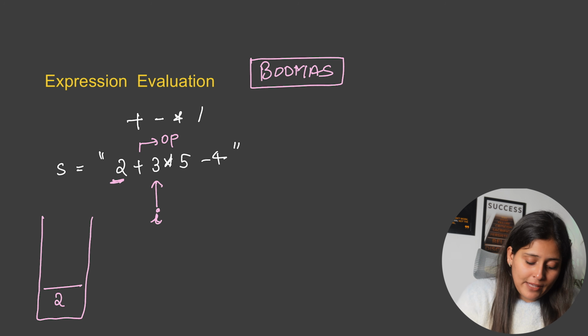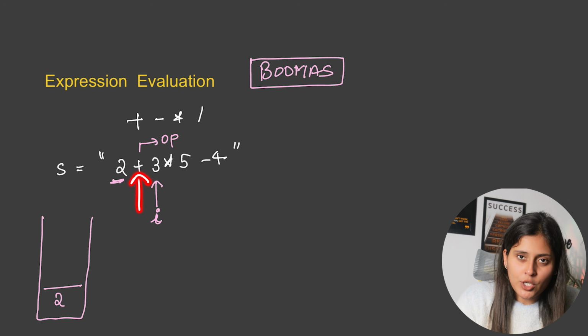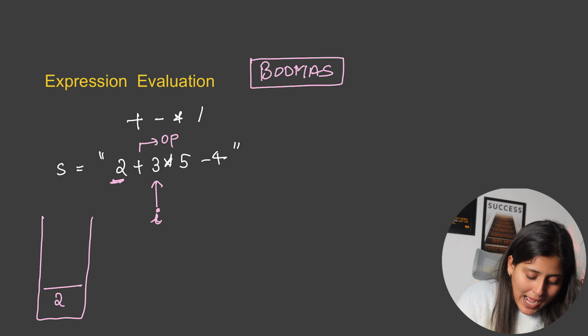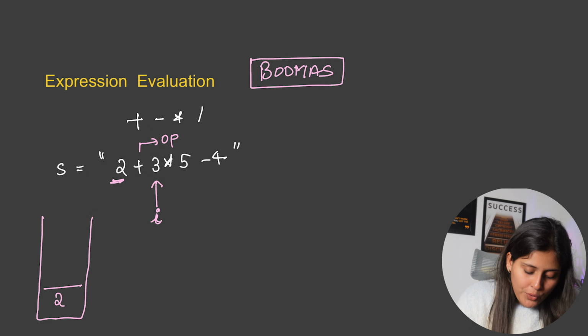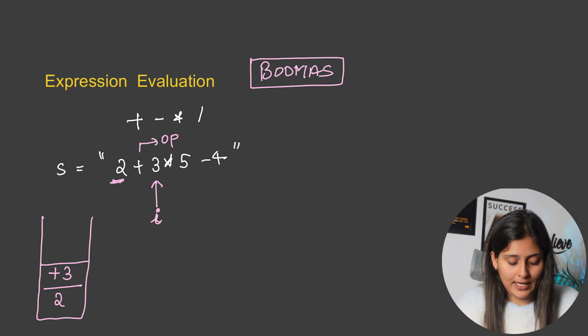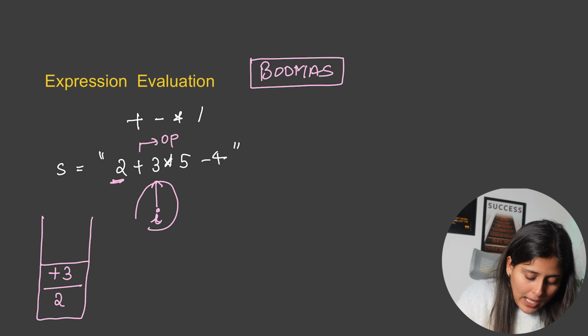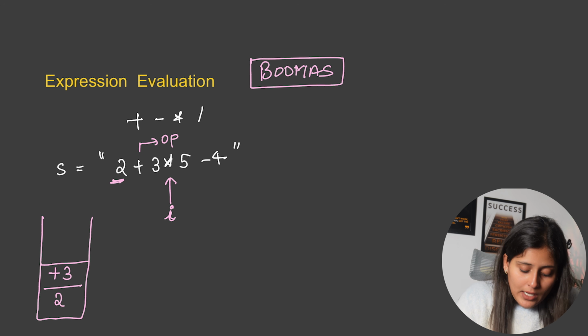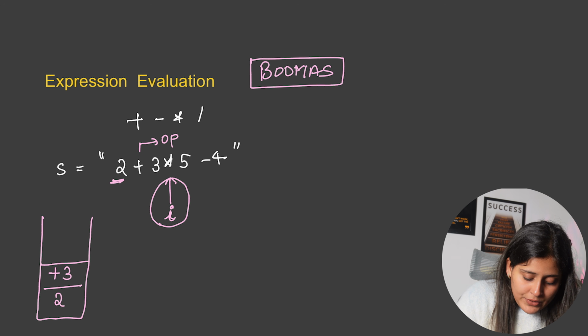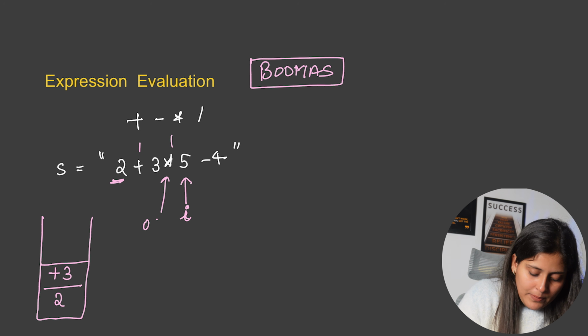So whenever your operator is plus, you just need to push this 3 also in the stack with that plus sign. So if your operator is plus, you will simply push that 3 with the plus sign. Next you will move your i to multiplication. Again you have this operator. Next you will move i to 5 and this operator will become multiplication, correct?